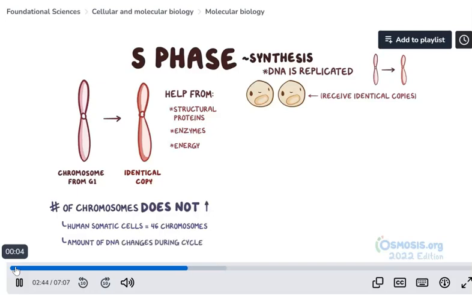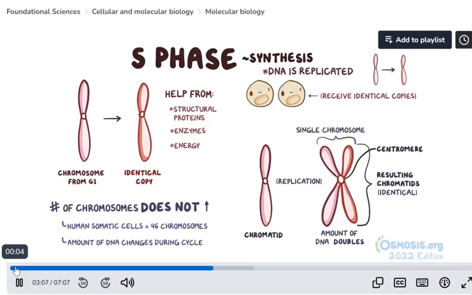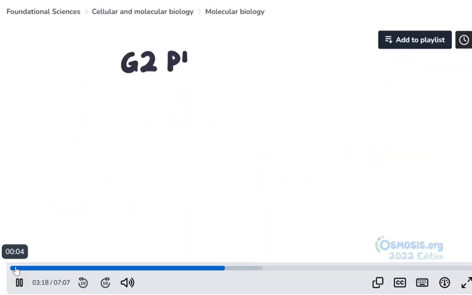So each chromosome enters the S phase with a single copy of the genetic information, called a chromatid. During replication, each chromatid is copied and pasted, so the amount of DNA doubles up. The two resulting chromatids are identical to each other and to the original genetic template, and they join together in the center in a region called the centromere. But they still make up a single chromosome. So while the amount of genetic information is doubled, there are still 46 chromosomes that contain the genetic information. The cell can now enter the G2 phase.